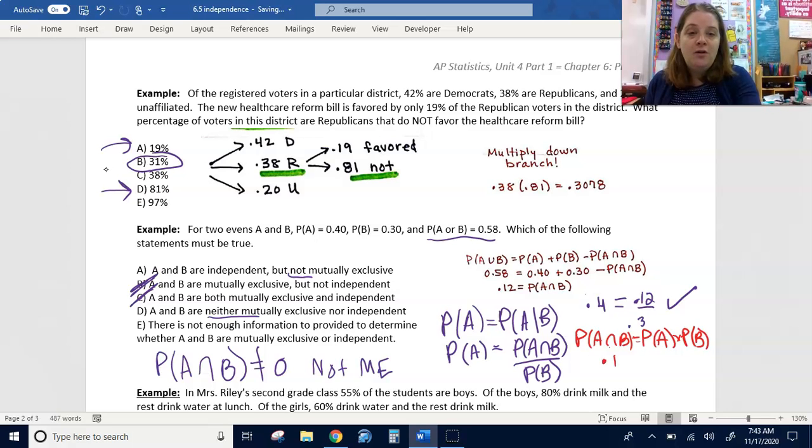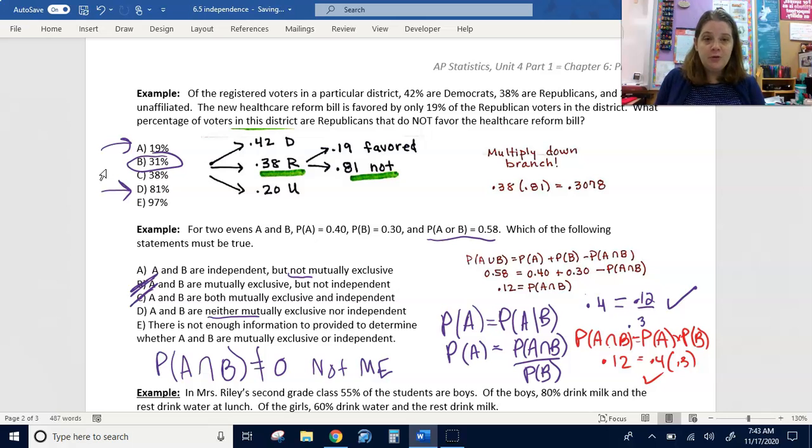Okay, so that's 12%, and I know that these are 0.3 and 0.4 and 0.3. And again, that is true. 0.3 times 0.4 does give me 0.12. So they are definitely independent. So they are independent, but they are not mutually exclusive. So the answer choice that I want here is A.